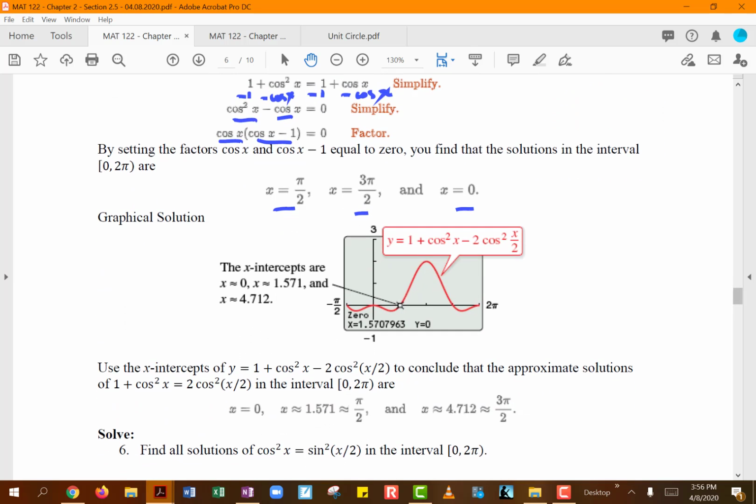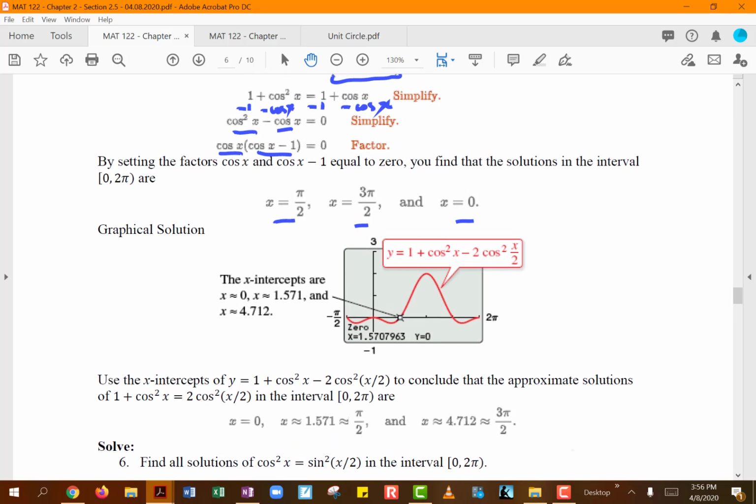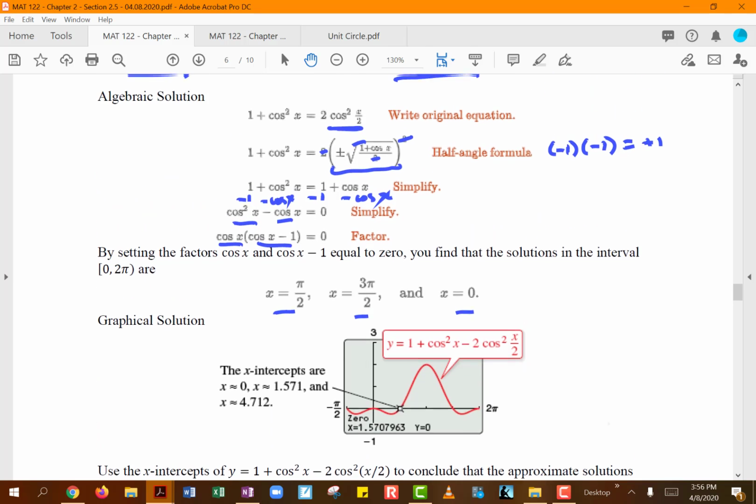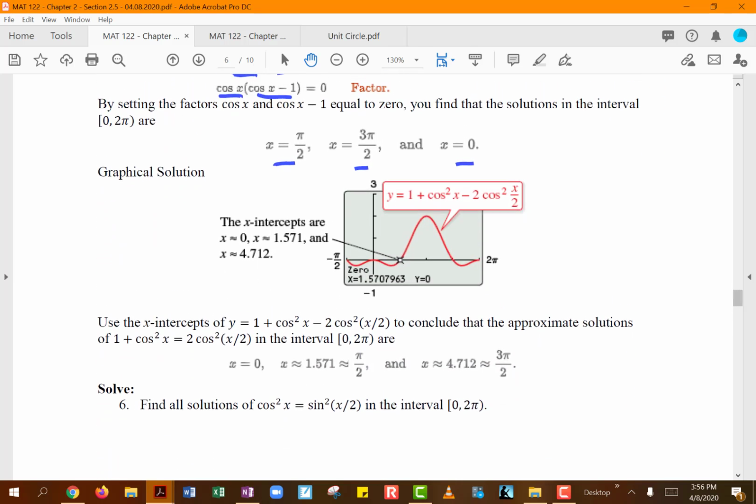And again, they're just verifying by showing you the graph of the original equation that we were given, and basically they are saying you can verify these x values by looking at their decimal approximation.